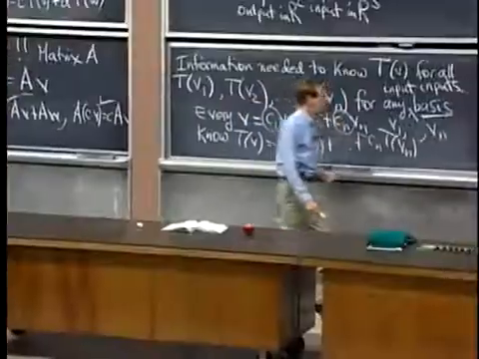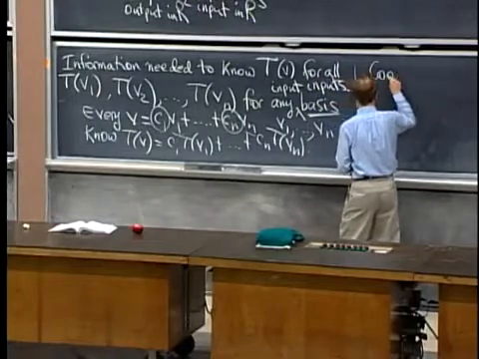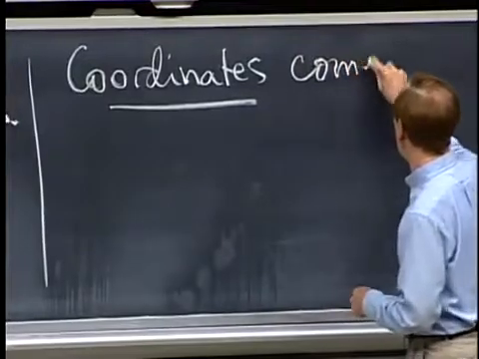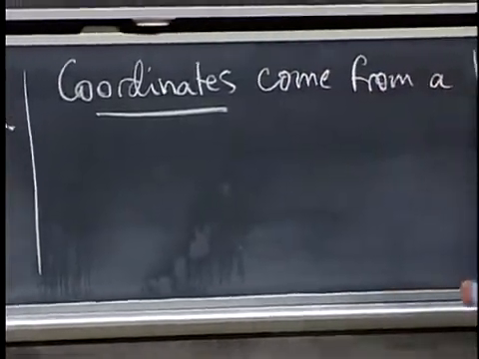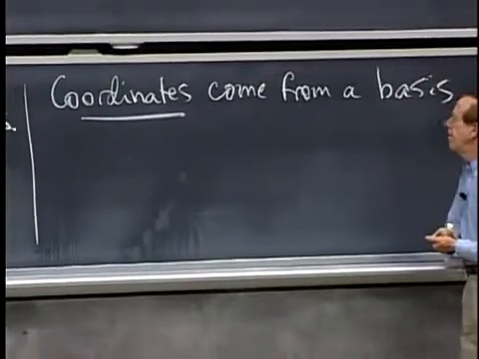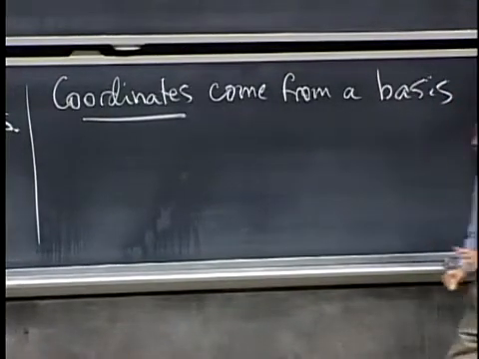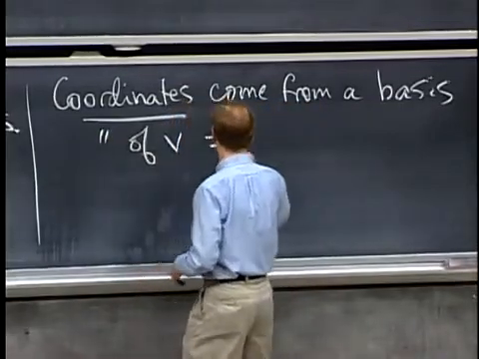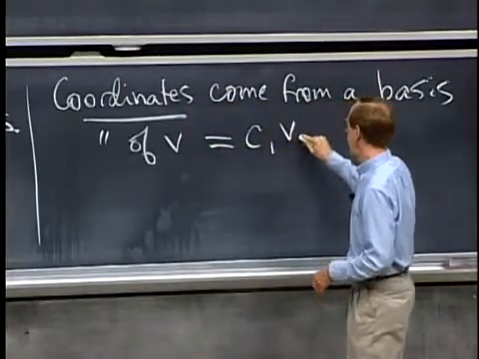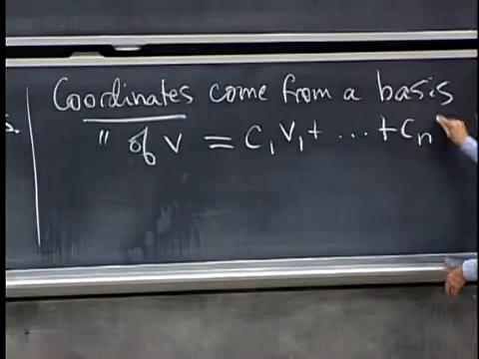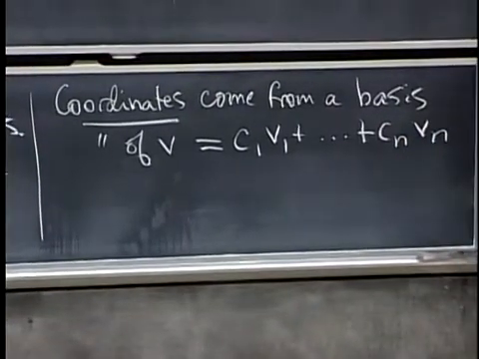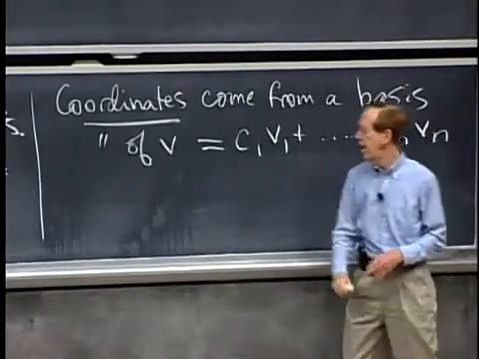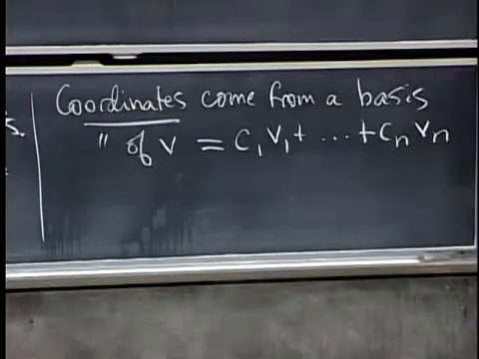Let me write that down. So what are coordinates? Coordinates come from a basis. The coordinates of v are these numbers that tell you how much of each basis vector is in v. If I change the basis, I change the coordinates, right?